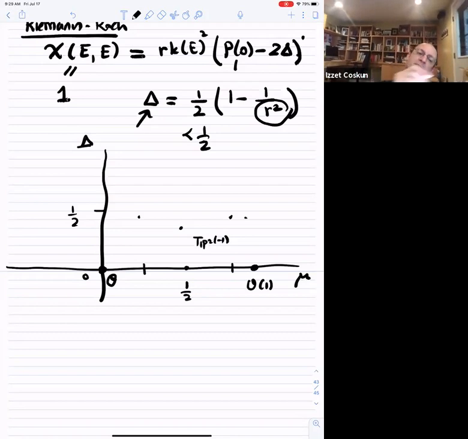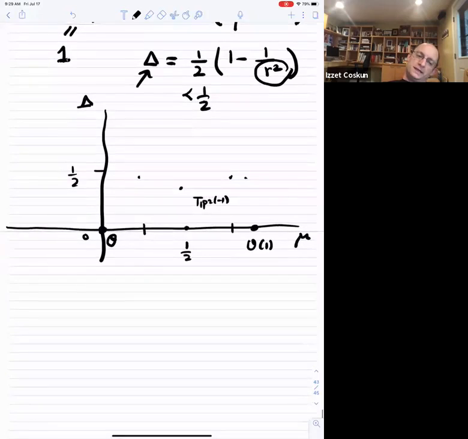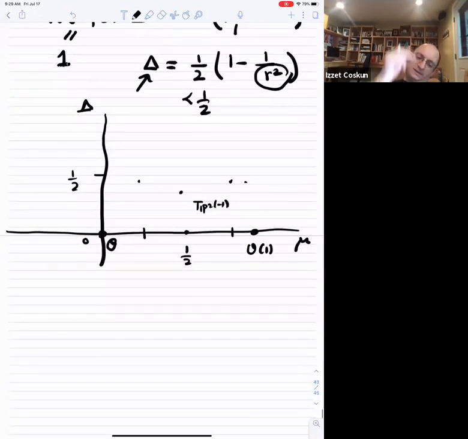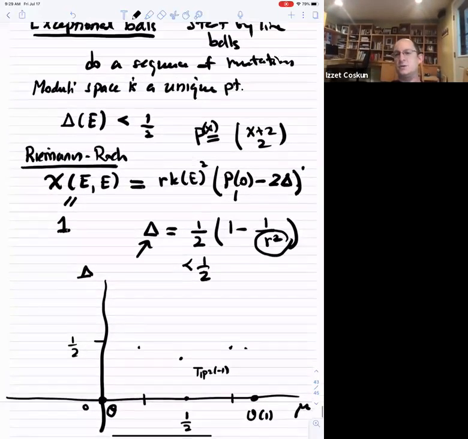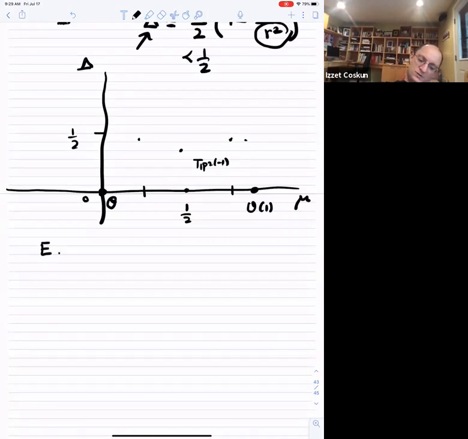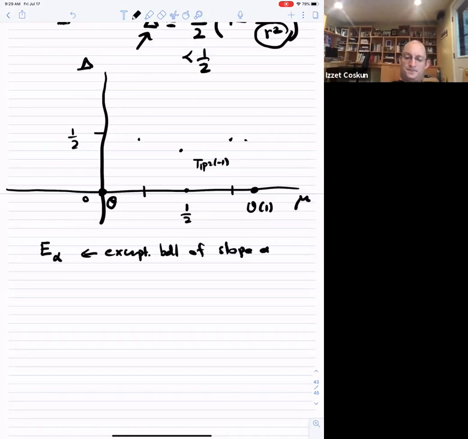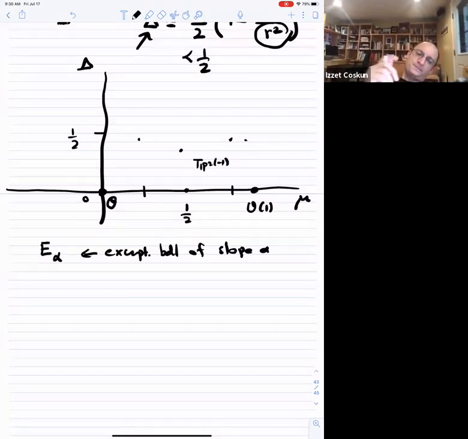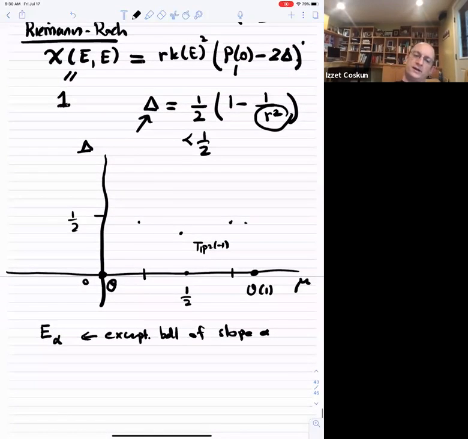Okay, now the observation of Drézet and Le Potier is that each exceptional bundle forbids the existence of semi-stable bundles. So let's see what happens. Suppose that I do have an exceptional bundle E. Let's call it E alpha, exceptional bundle of slope alpha. Right, the slope determines both the rank and the discriminant. I told you how the rank determines the discriminant.